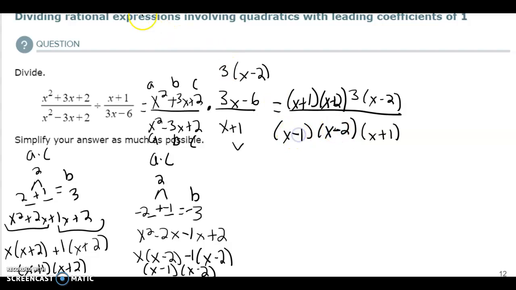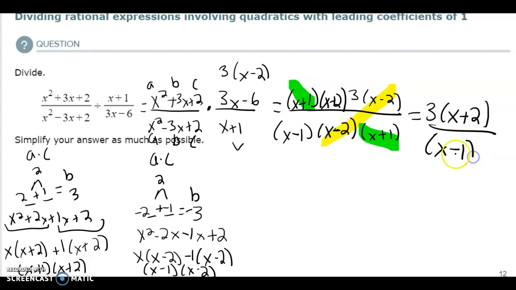So now I'm going to look at this and see which ones factor out. I have an x minus 2 and an x minus 2, x plus 1 and x plus 1. So what I am left with is a 3 times x plus 2 over an x minus 1.